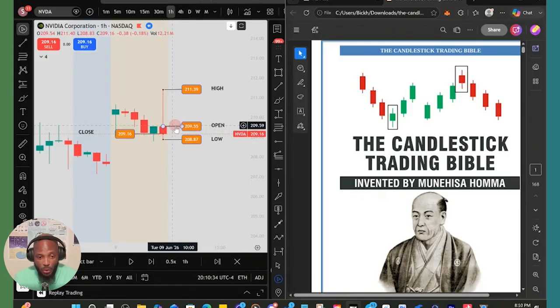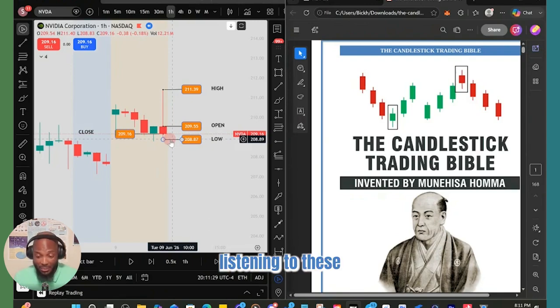It opened at this 209.55. On the open, people bought NVIDIA up. It went as high as 211. Opened at 209, went as high as 211, out the door. Then it reached 211.39. Sellers pushed that thing back down all the way to 208.87. A heavy push down. When a price can go from 211.39 all the way back down to 208 within an hour, 4 points, that tells you something.